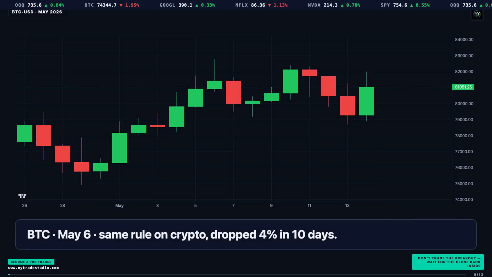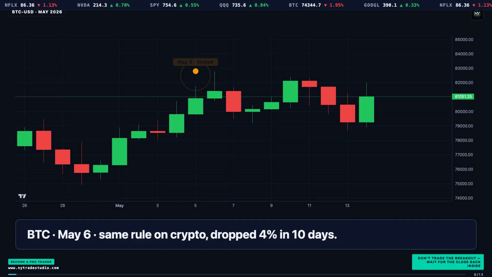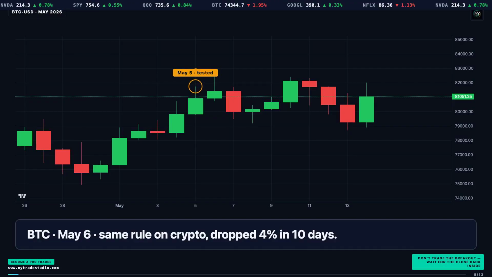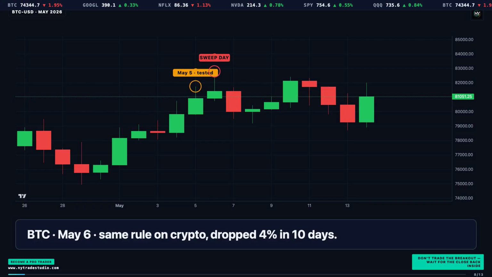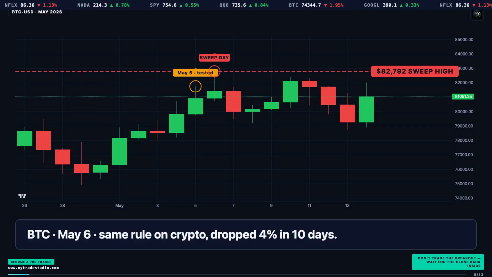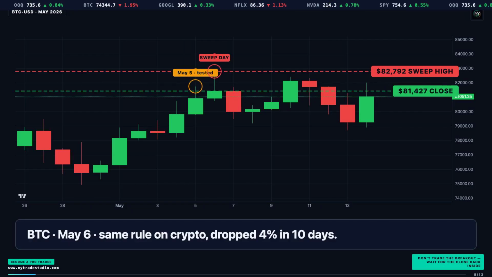One more proof. And this time it is not a stock, it is Bitcoin. Same rule, different asset class entirely. May 6th, 2026, Bitcoin daily chart. On May 5th, Bitcoin tested $81,751 and got rejected. Then May 6th, the same exact pattern as Google and Netflix. Bitcoin opens at 80,900, rallies, pushes above the level to 82,792. Crypto Twitter celebrates. The breakout is here. And then the close. Bitcoin closes the day at 81,427, closed back below the level. A $1,300 wick on a $500 body.